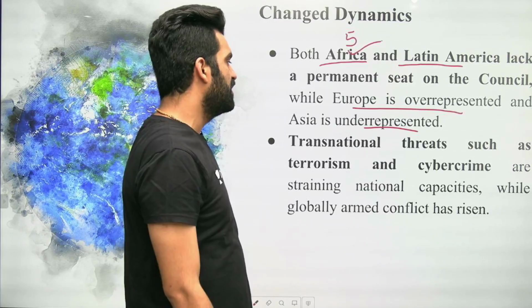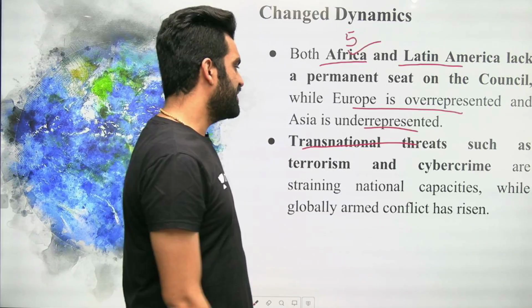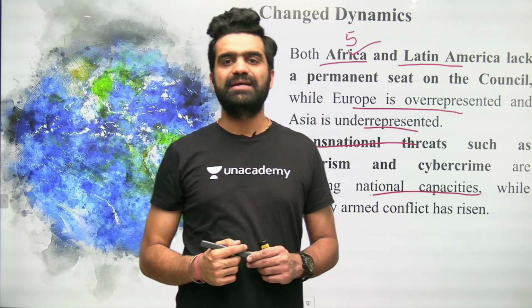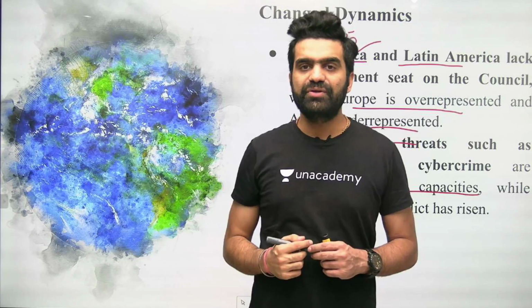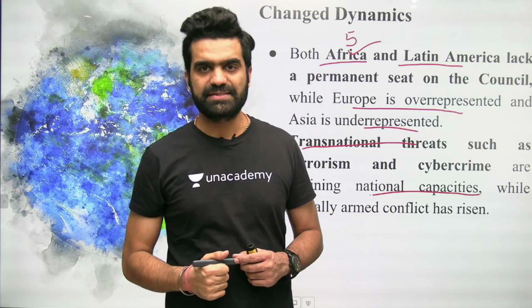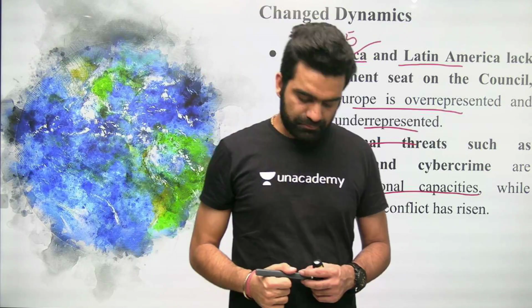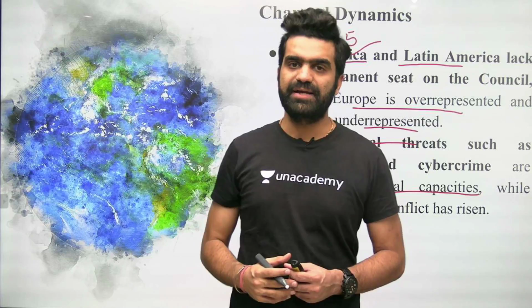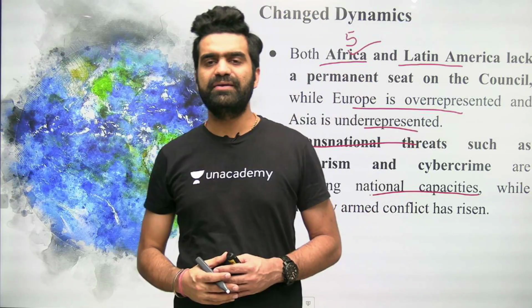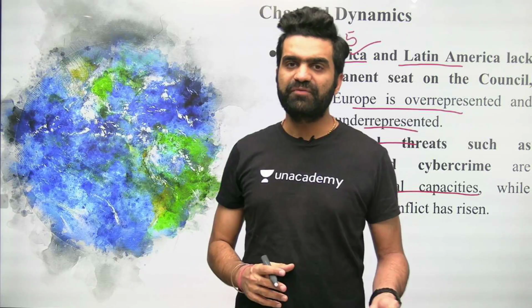So transnational threats such as terrorism and cybercrime are straining national capacities. And this is the incapability of the United Nations Security Council. If we ask another question, has the United Nations Security Council been successful in tackling the global challenges? The answer would be no. If we see the state of climate change negotiations, Paris deal is in tatters today. If we see the pollution level, global warming, etc., UNSC has not been responsive, has not been able to tackle the problem of terrorism, the problem of cyber crime.